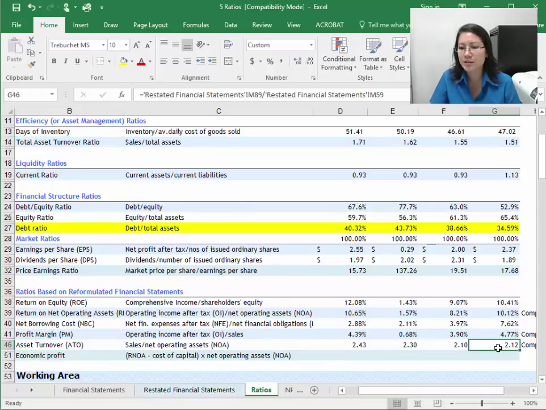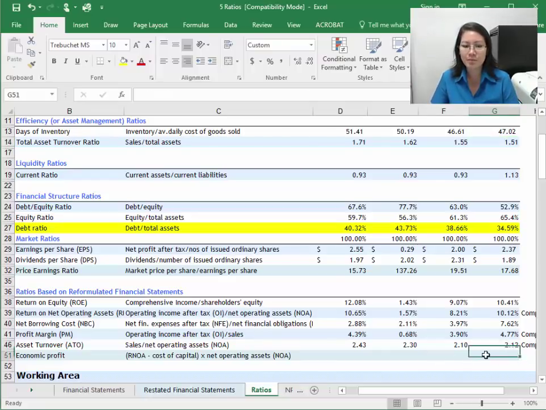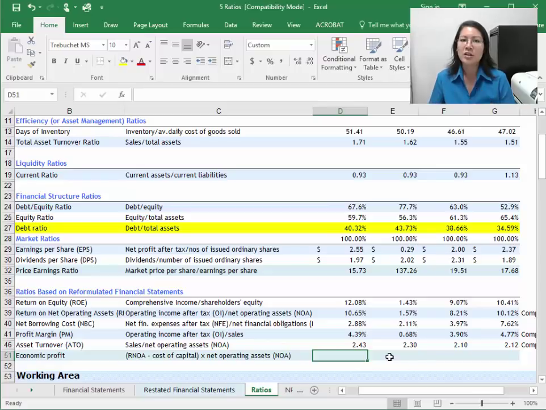So again, the trend is the same. So slightly increasing in efficiency, and utilizing my assets to generate sales. But look at the difference. So it's slightly improved. My turnover is slightly improved when I separated out my financing from my operating items. So that's good. That has definitely helped. Now, economic profit on itself, you get separate marks for this. And it has its own section which you need to explain as well.